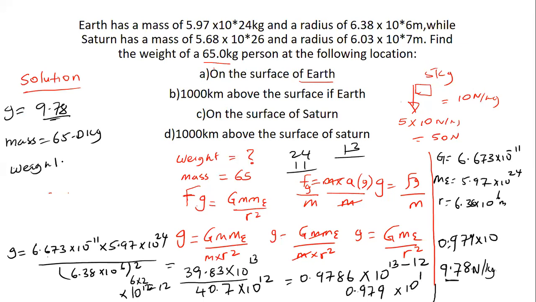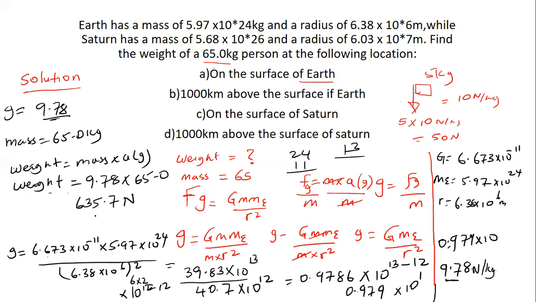And what we find is the weight. The weight is going to be mass times acceleration, which is represented as g. So it's going to give you weight equals 9.78 times 65. Yes, do it. Let me see what is going to be the answer. 9.78 times 65. That's going to give you 635.7 Newton.